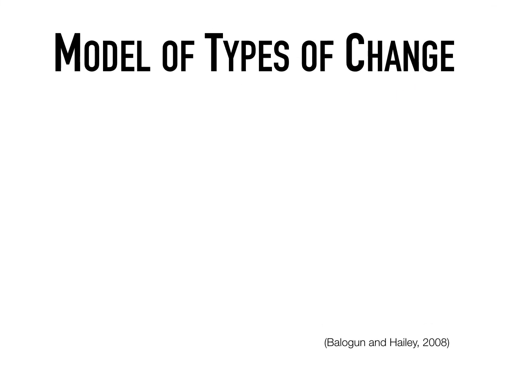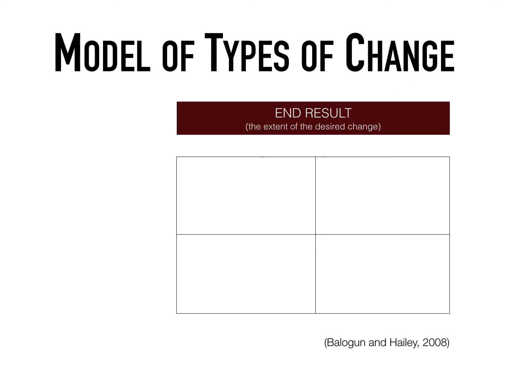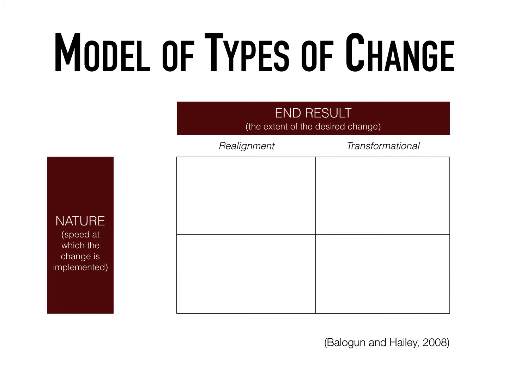So the model of types of change has two variables. On the top side, you have the actual end result of the change. It can be a realignment for a small change or transformational for a large change. In comparison, you also have the speed in which this change is going to be implemented, or the nature of change. It can be incremental for step-by-step change, or a big bang, which is a change that happens in one go.